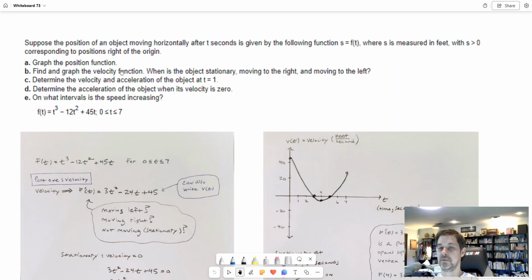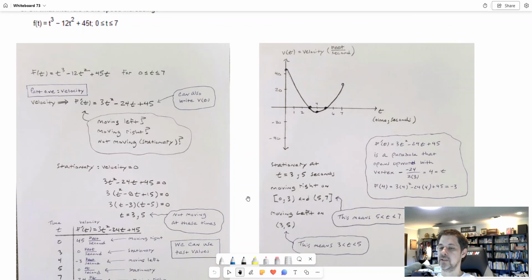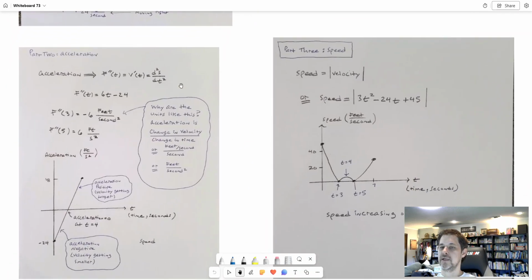would just be a matter of plugging 1 into those. But let's talk about acceleration. What did we say acceleration was? Acceleration is the derivative of the velocity, or the second derivative of the position, however you want to see it.